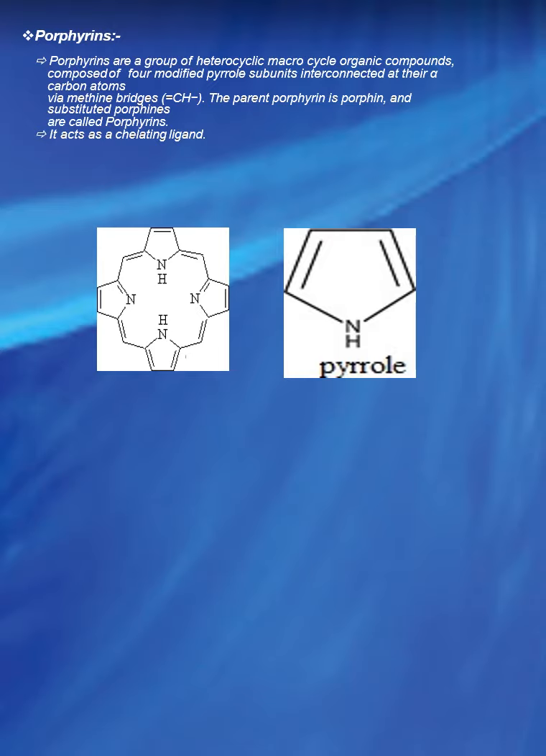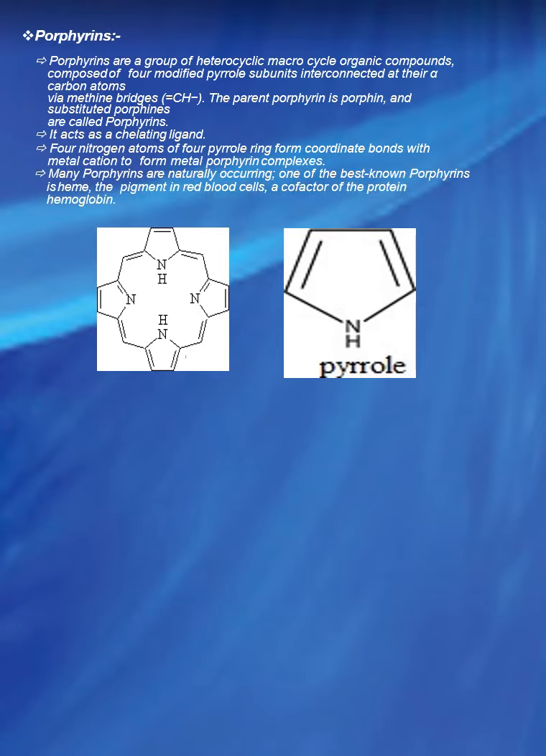In porphyrins, 4 nitrogen atoms of 4 pyrrole rings form coordinate bonds with a metal cation to form metal porphyrin complexes. Porphyrins are naturally occurring. One of the best known porphyrins is heme, that is a pigment in red blood cells and a cofactor of the protein hemoglobin.